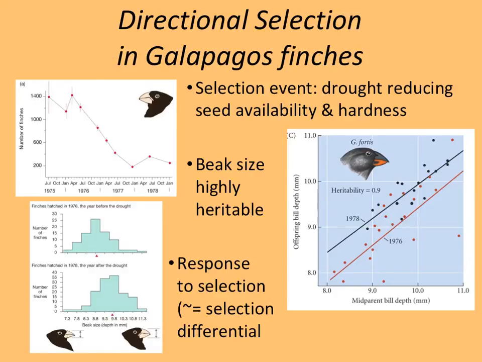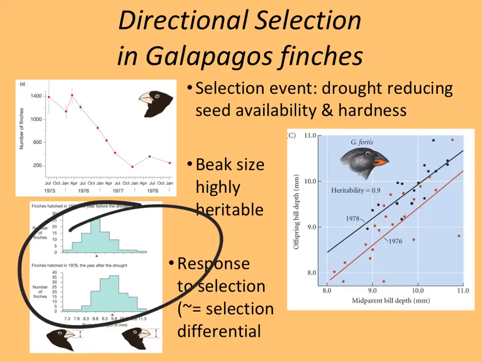In the Galapagos finches, there was a drought. The drought killed most individuals, but the ones that survived had thicker beaks, which corresponded to the only seeds that were left, very hard seeds. They were the ones who survived. All the other ones died. Beak size was heritable, as you can see over on the right here, with mid-parent versus offspring bill size. And then eventually you ended up with directional selection of thicker beaks.